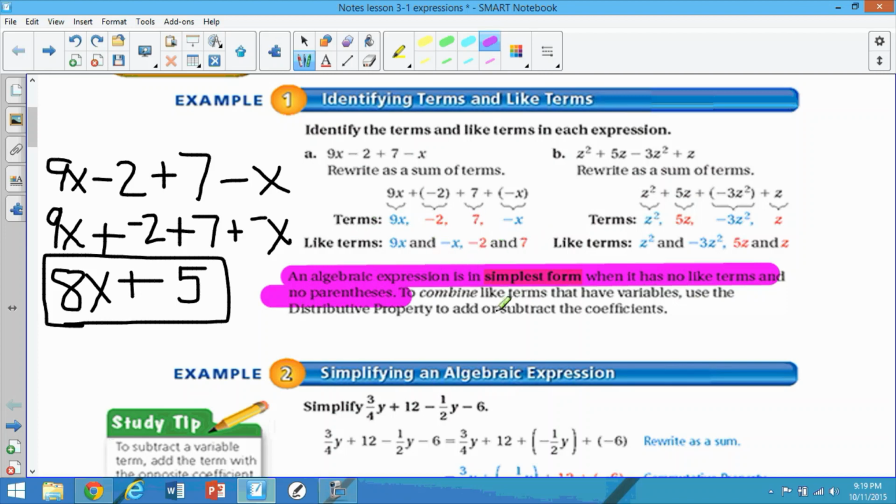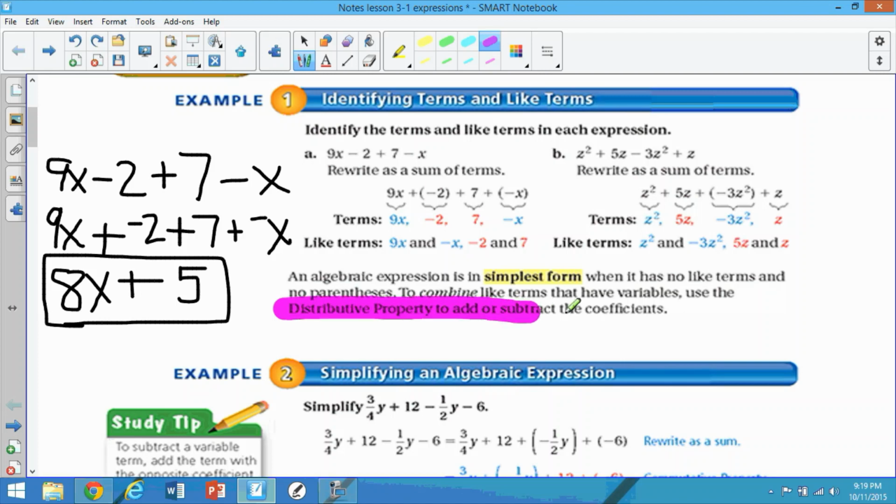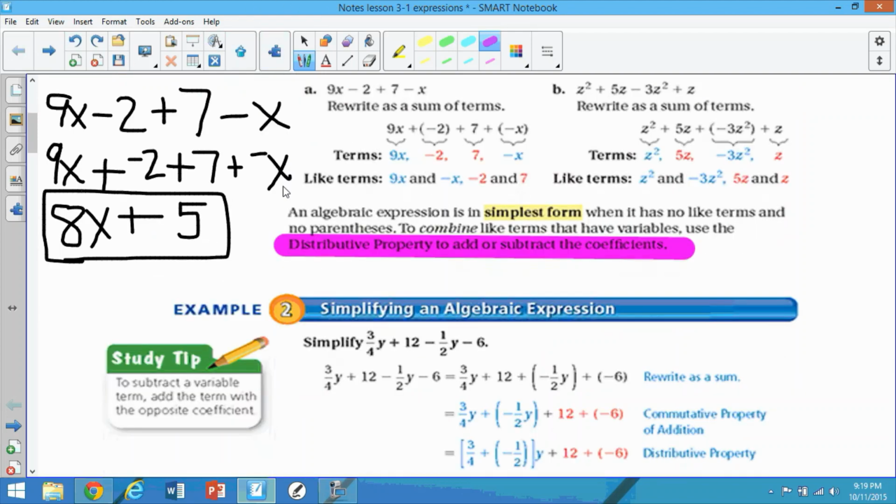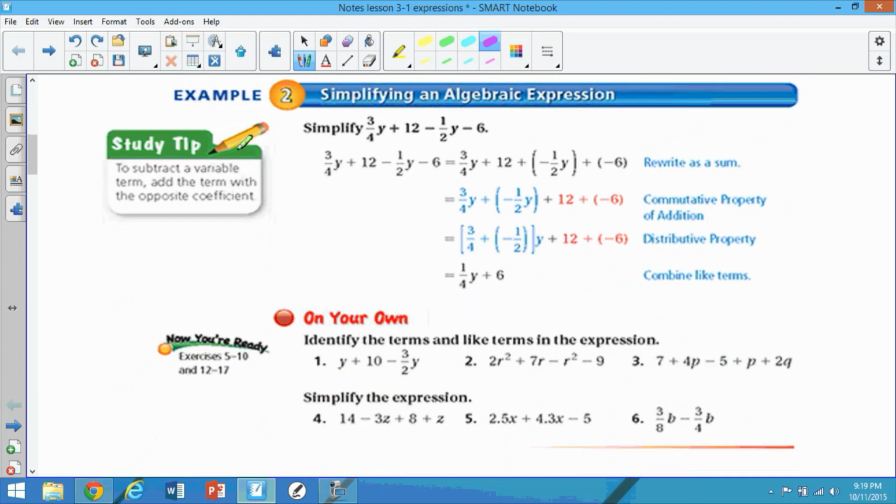When you have a parenthesis, you can use the distributive property. And that's something we talked about this week before you had this lesson. The distributive property allows you to get rid of those parentheses. All right. So if you look at exercise 2, now you're going to be simplifying, so you're going to be combining to get that problem.